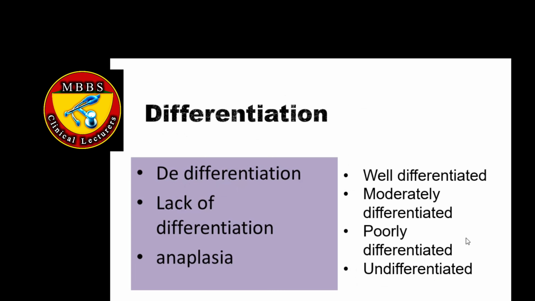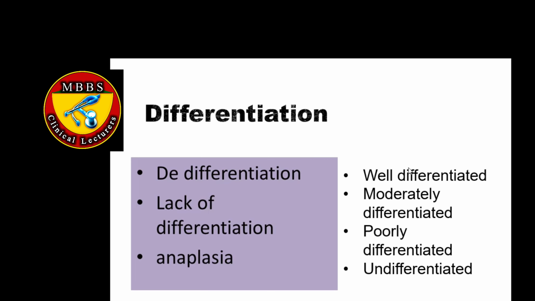There are 3 grades of differentiation: well differentiated, moderately differentiated, poorly differentiated. Usually we stick to these 3. Well differentiated is when the tumor cells very closely resemble the normal counterpart. First of all, let's discuss the poorly differentiated. In poorly differentiated tumors, the cells do not resemble the counterpart at all and show a lot of variation. So the tumor is known as a poorly differentiated tumor.